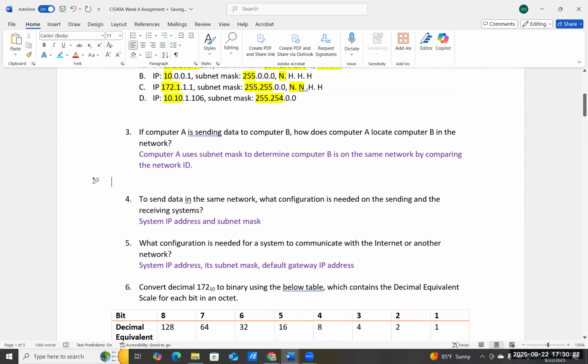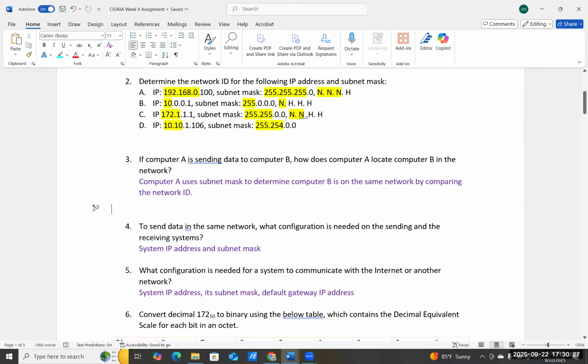Okay, so to send data in the same network, what configuration is needed in the sending and the receiving system? Even if you send it in the same network, because it uses the IP and the subnet mask to determine whether that system is on the network or not. We are functioning with TCP/IP in general, and then the switch would determine which system that is by the MAC address. So you need a system IP address and a subnet mask.